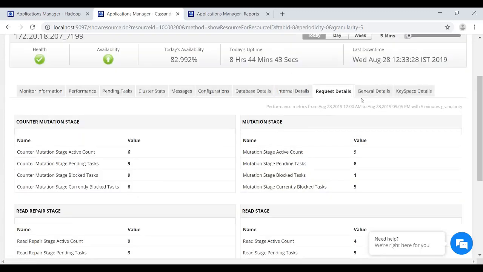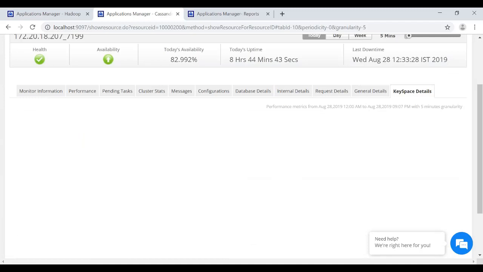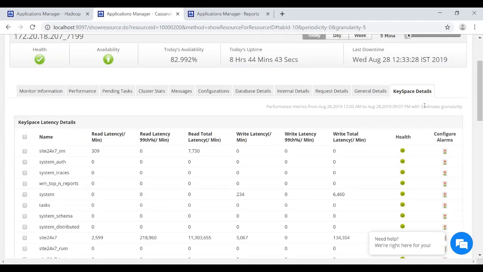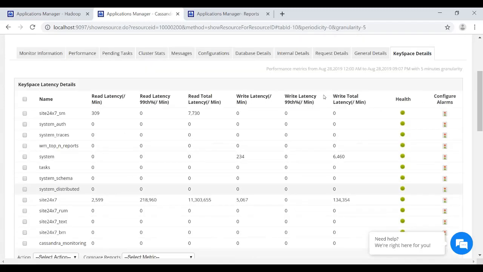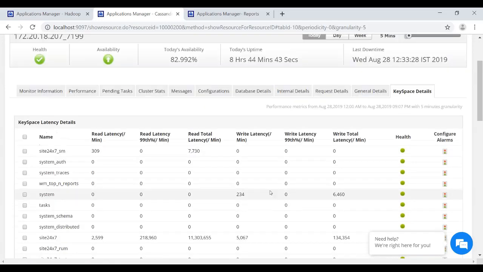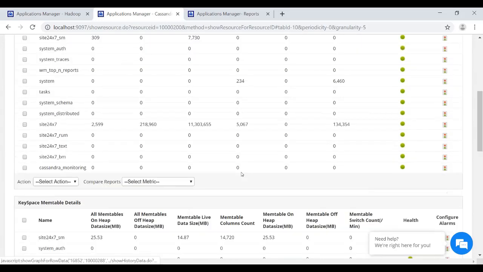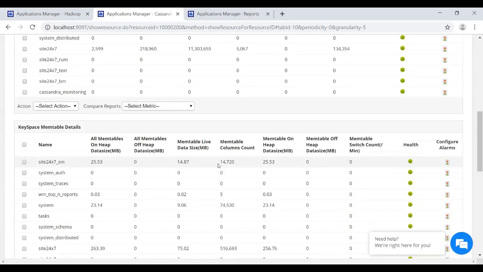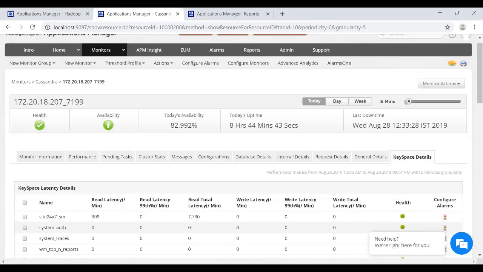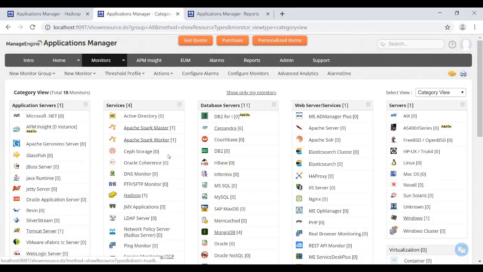Finally, the key space details will show you the latency. We were discussing the total number of processes, and the latency for each of those processes can be found here. So this is about Cassandra. Let me go back and maybe show you MongoDB. So right here, I'm going to take this instance of MongoDB, show you a few statistics.